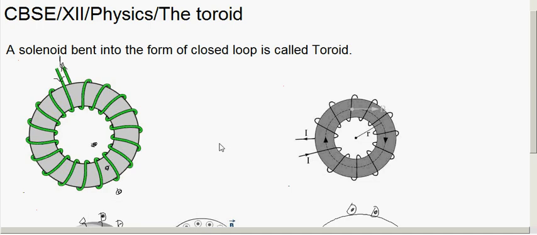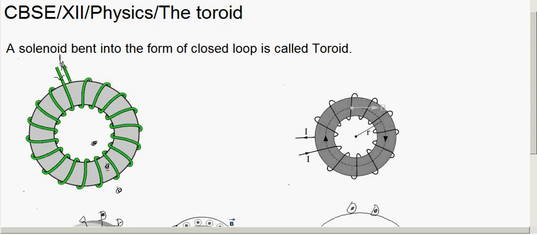In this session, we'll continue our discussion about toroid from the last session. So just recall what all we have learnt in the last session. We can see the previous class video also. The solenoid which is bent into the form of a closed loop is called a toroid. Now we were finding out the magnetic field inside the toroid, and we took up three cases. The first case is inside the toroid, and the second case is in the open space interior of the toroid, and the last case which is left out is finding out the magnetic field in the open space outside the toroid.